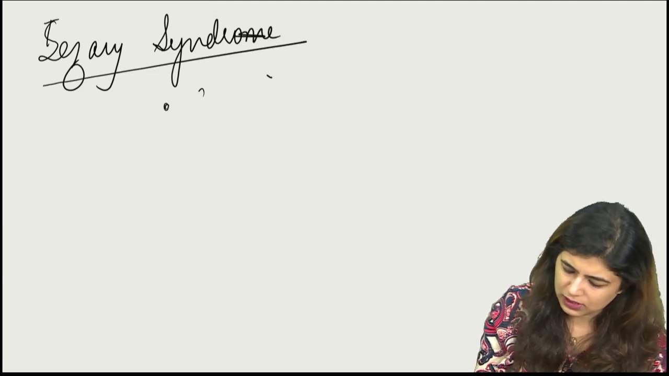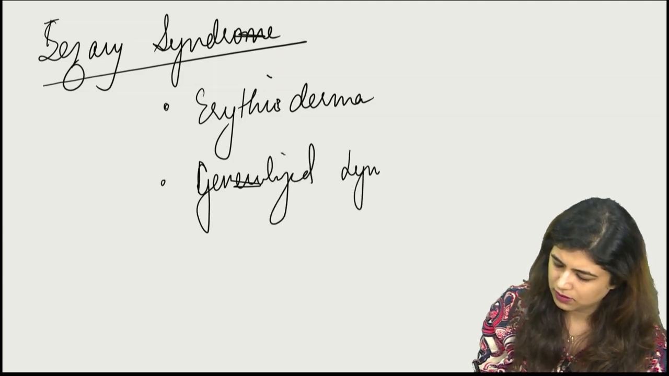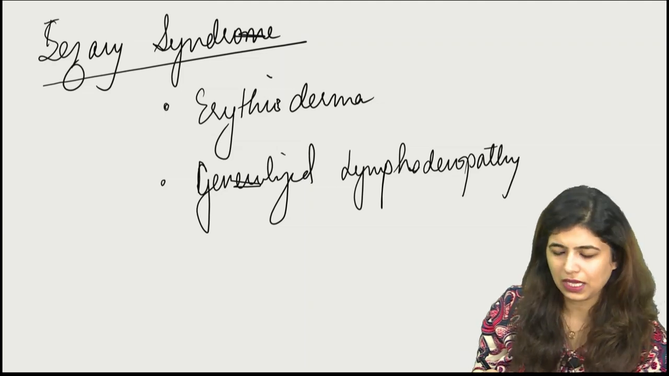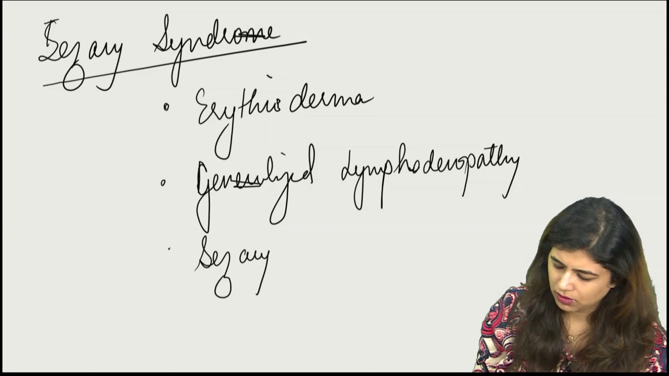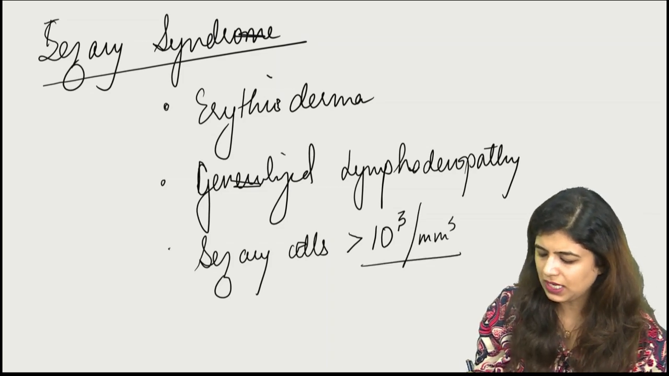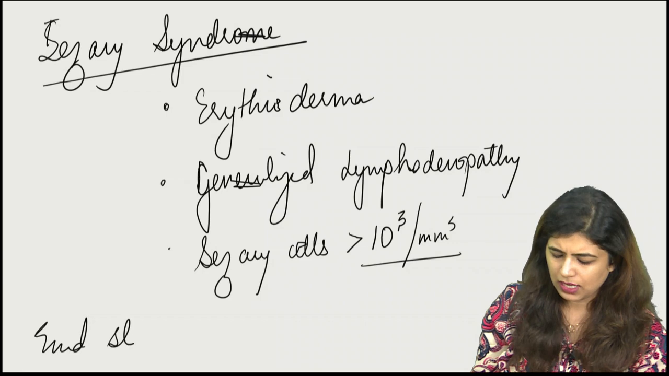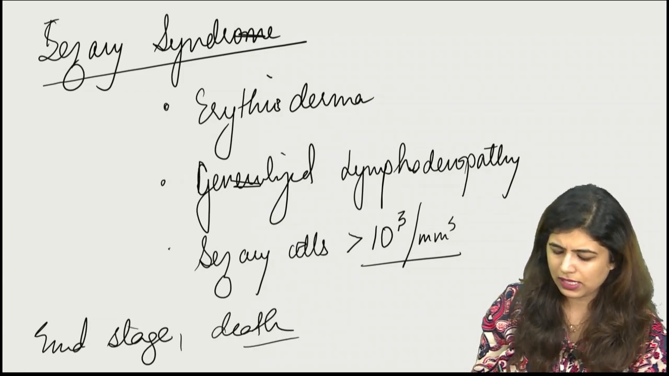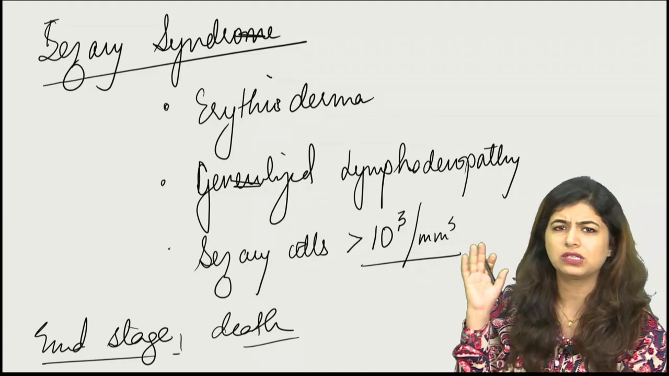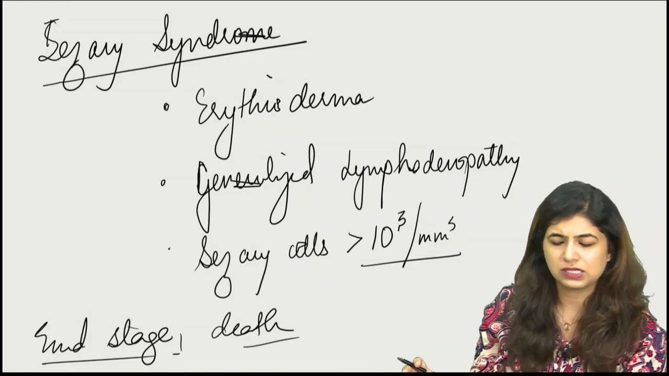So what is Sézary syndrome? In this you have the findings of erythroderma, then generalized lymphadenopathy and a concentration of more than 10 power 3 Sézary cells per millimeter cube of the blood. So these are the three criteria for Sézary syndrome. This is generally the end stage, and it rapidly ends in death of the patient. Here the entire skin of the patient, the lymph nodes, the viscera are infiltrated with these malignant cells, and this is called Sézary syndrome.